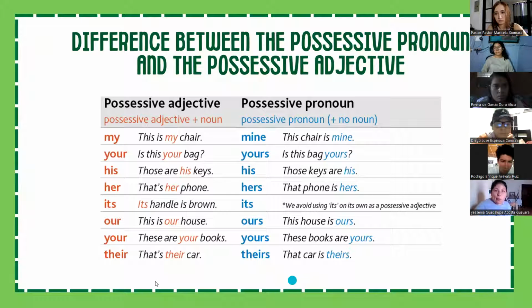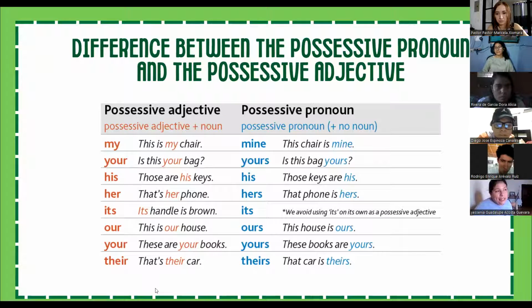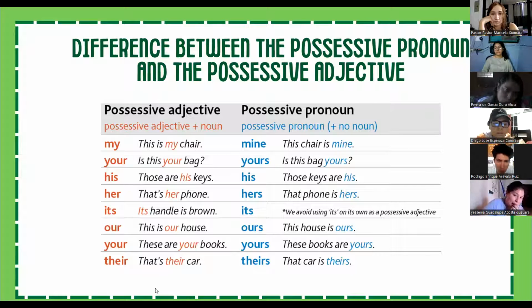Okay. Possessive adjectives plus noun. My. This is my chair. Your. This is your bag. His. Those are his keys. Her. That's her phone. Its. It's brown. Our. This is our house. Your. These are your books. Their. That's their car.